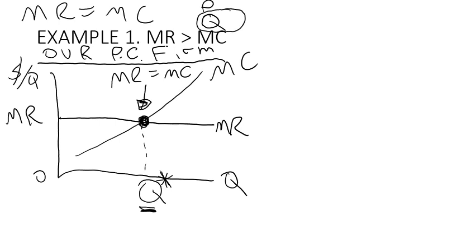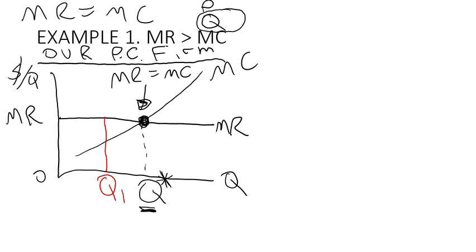Okay, so that's where we start. We have identified how many units our company should produce, Q asterisk. I'm going to switch colors. However, our company is not producing that many units. Our company is producing right there. So let's call this Q1.